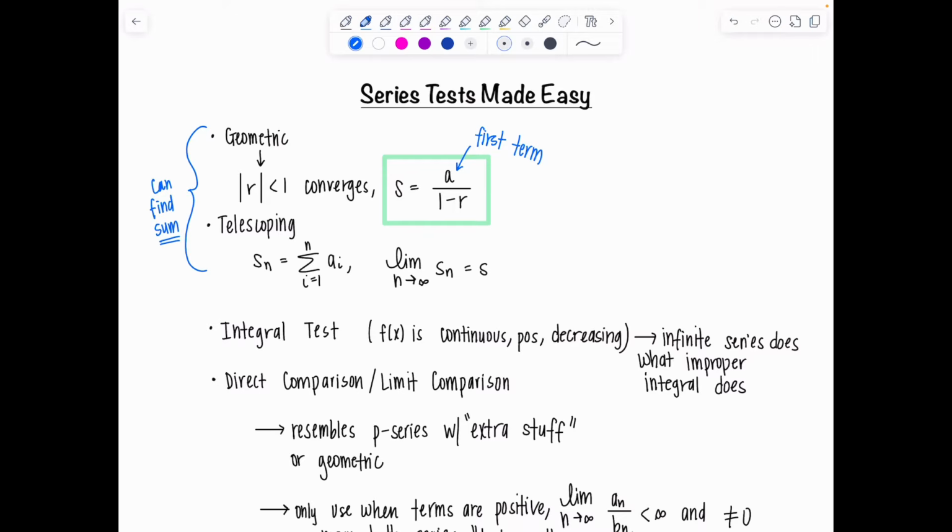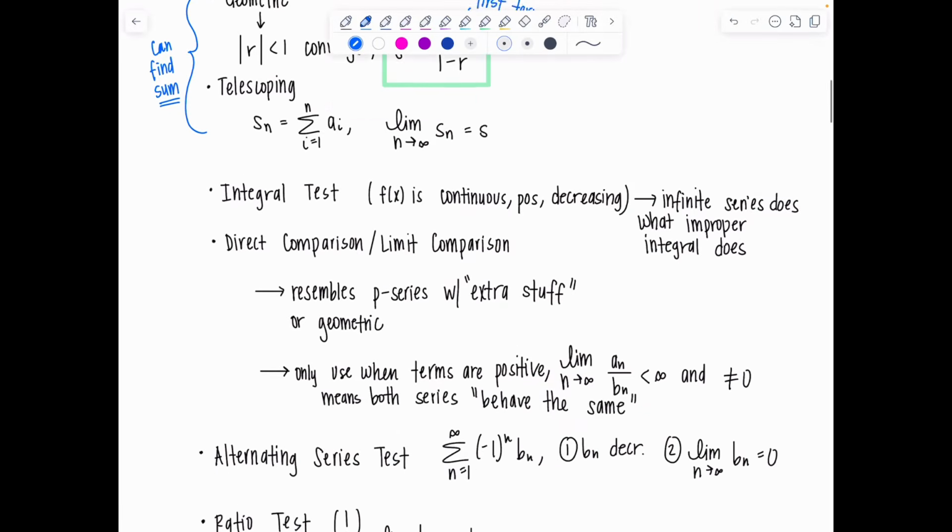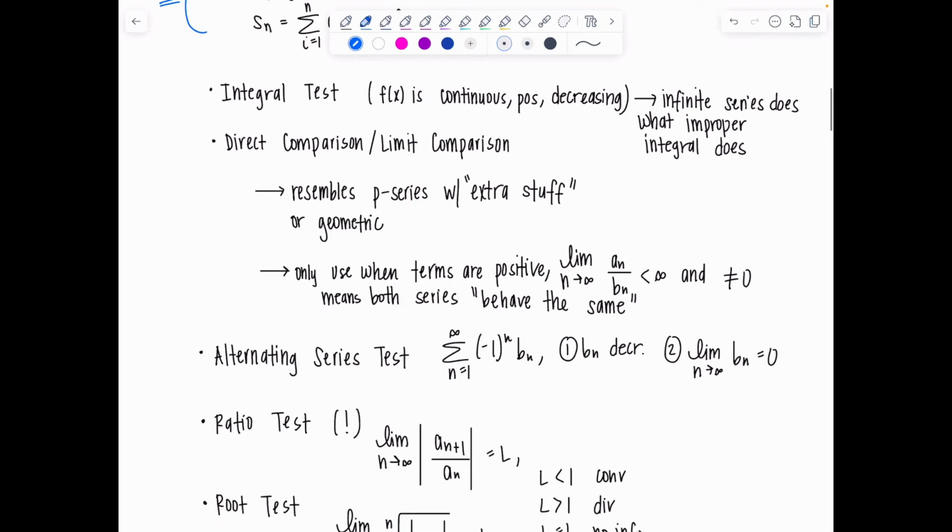Okay, probably the next test that you learned was the integral test. Remember, in order to apply the integral test, you have to check 3 conditions. Your function needs to be continuous, positive, and decreasing. And then we know based on the result from evaluating the improper integral, our infinite series does whatever the improper integral does. They either both converge or both diverge.